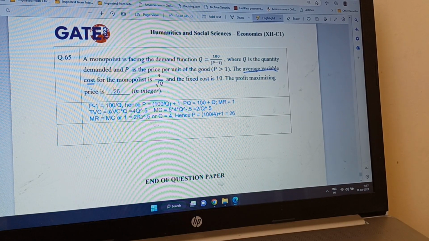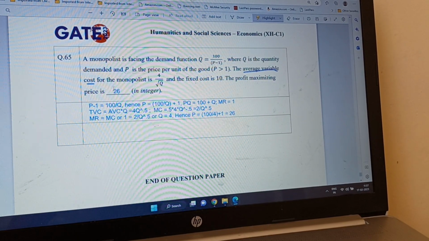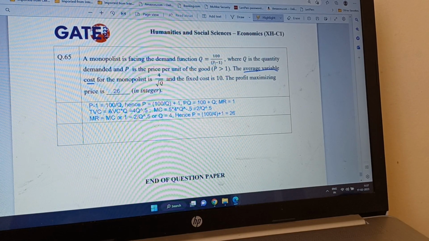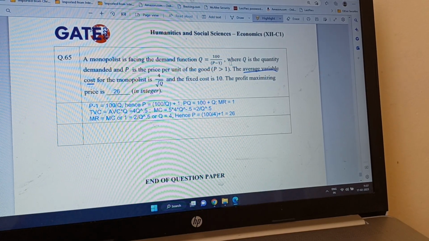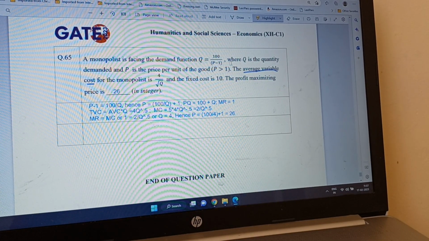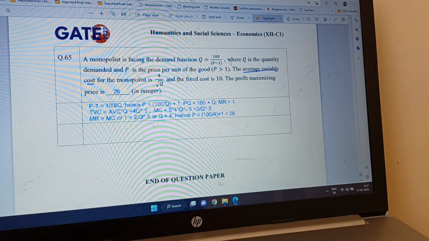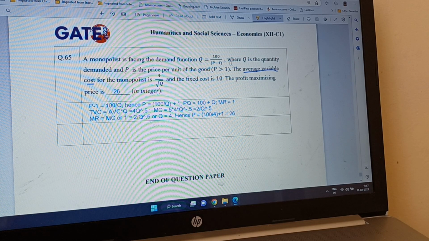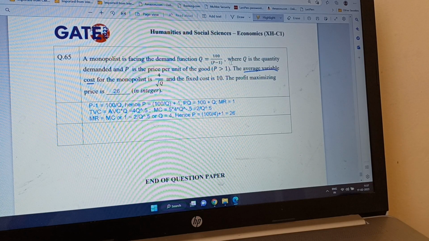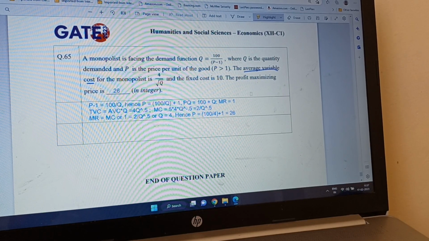So those who had studied monopoly wouldn't find it difficult. The only thing is that by putting P minus 1, GATE unnecessarily complicated it, probably to scare you. And since this was the last question, GATE was expecting that you would get panicked and make errors. So that's all in this video.